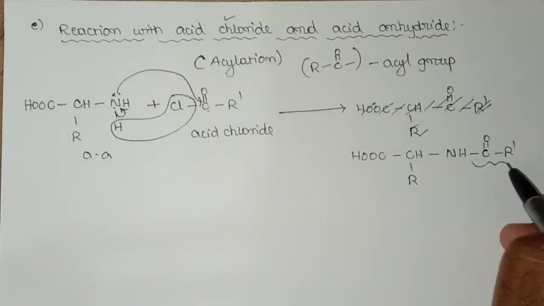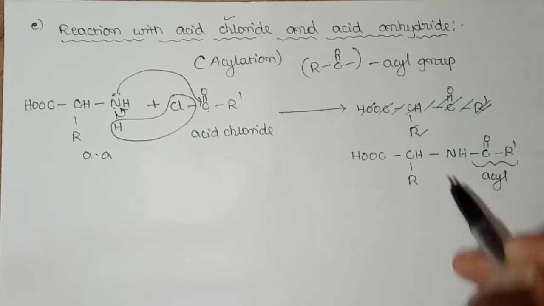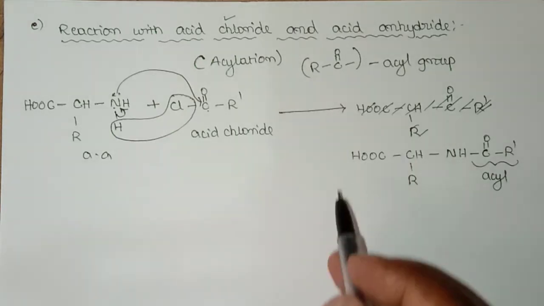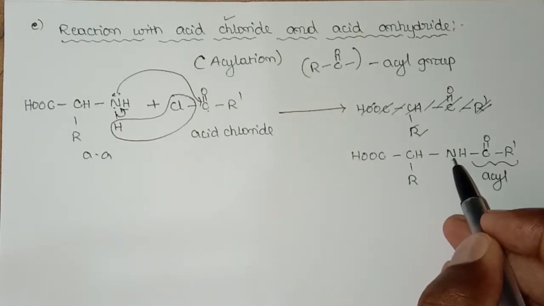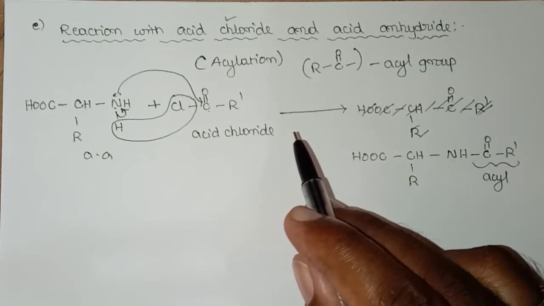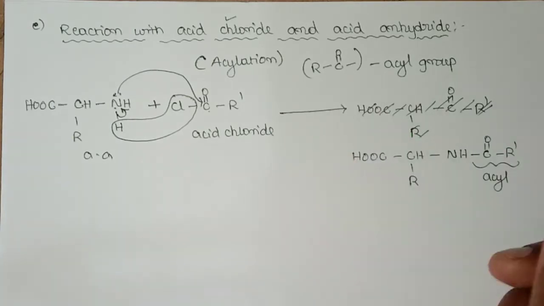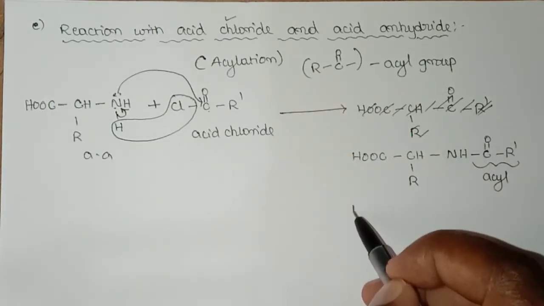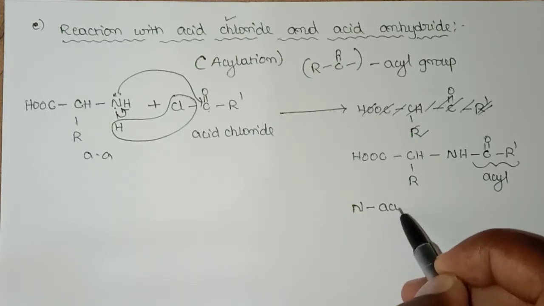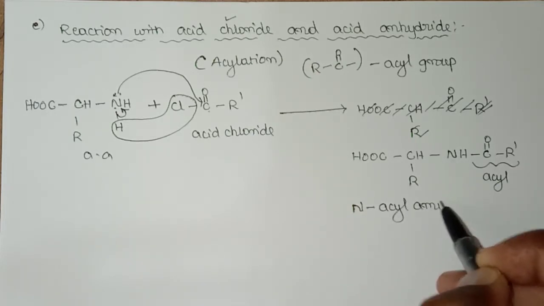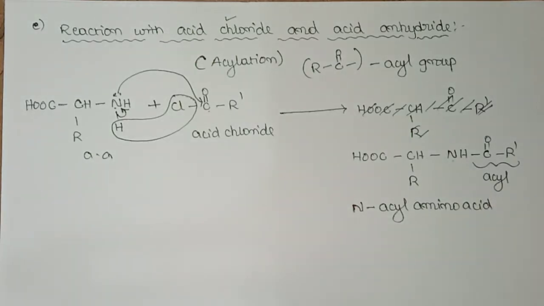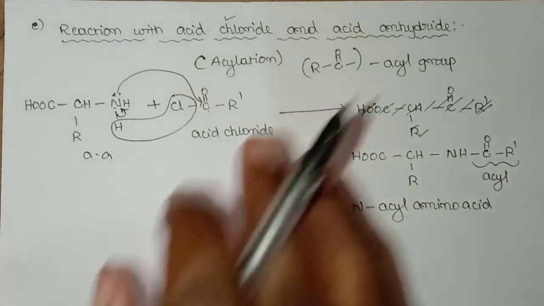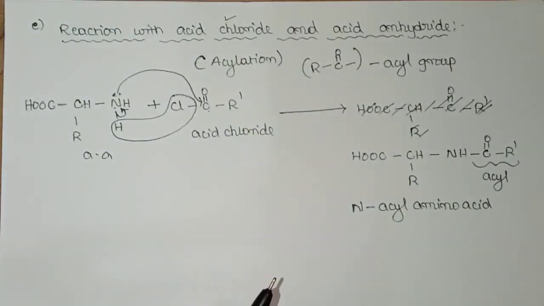So this is the acyl group that has been substituted to the amino acid. So we can say that the amino acid is acylated and it is present at the nitrogen atom. As we said in the case of the last reaction, N-alkyl amino acid, so N-acyl amino acid is the product we are going to get when an amino acid is acylated. Now we shall consider one simple example of an amino acid and its reaction with acid chloride.